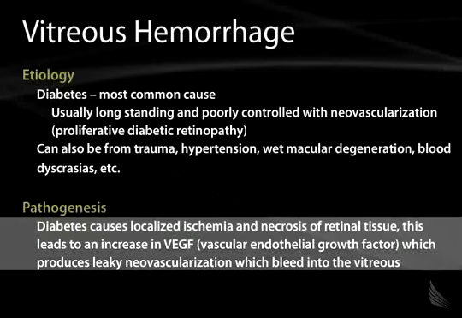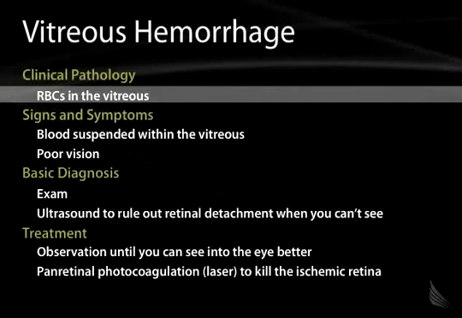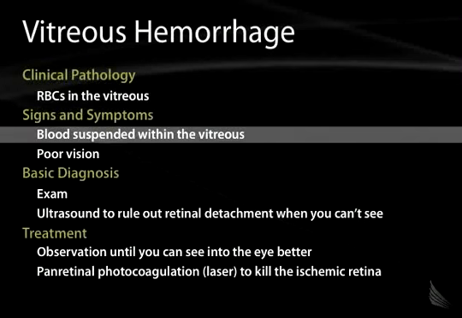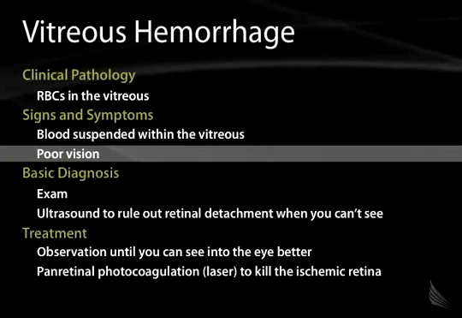Like we talked about, diabetes causes localized ischemia and necrosis of the retinal tissue. This leads to an increase in ischemic factors and VEGF, which is vascular endothelial growth factor, which produces leaky new vessels which bleed into the vitreous. The clinical pathology is red blood cells inside the vitreous or posterior segment. The signs and symptoms are blood suspended within the vitreous and poor vision.